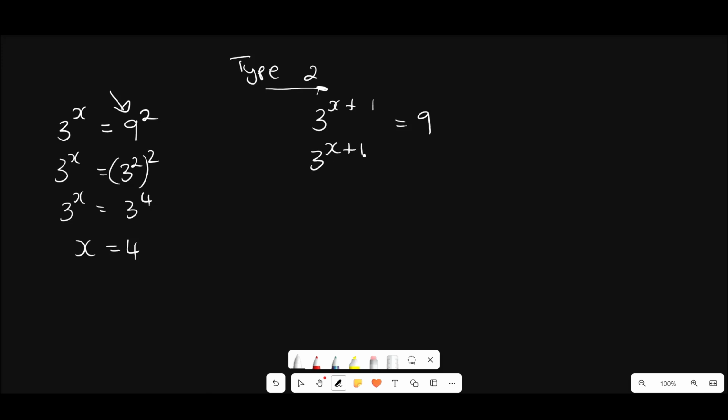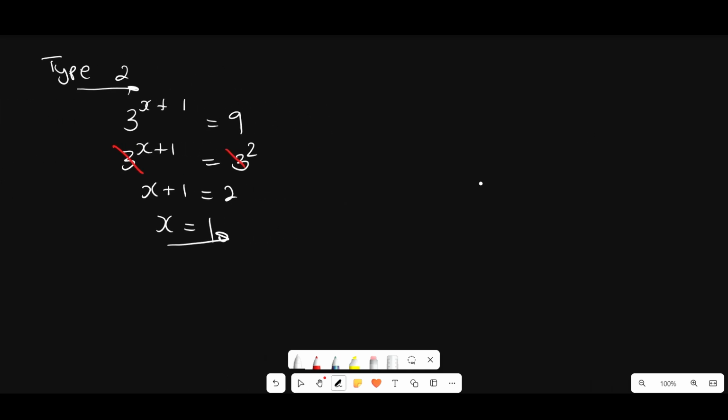3x plus 1 is equal to 3 squared. Again, what I'm going to do is drop the exponent, drop the bases, and whatever is left on top I equate, and then I solve for my x in that case. Let us look at one more example here.